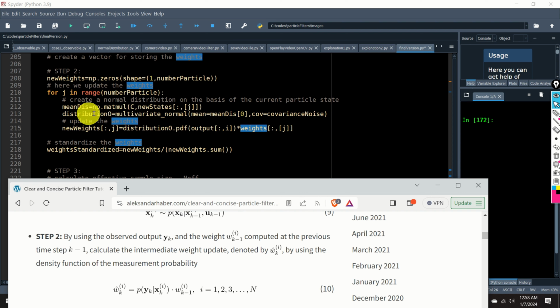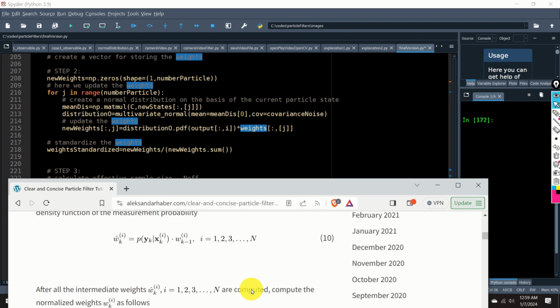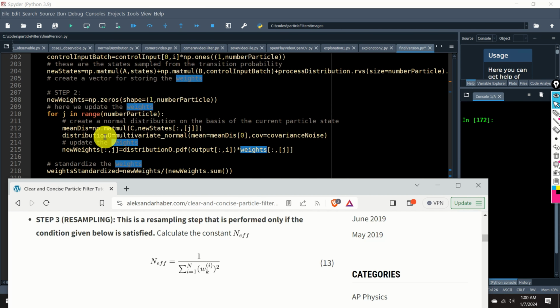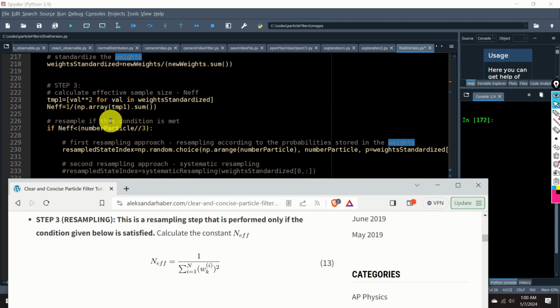Then we construct the measurement distribution by using this code line. Then over here we update the weights, that is, we implement this equation. After that, we standardize the weights by implementing these two equations, and that's it. Simple as that.